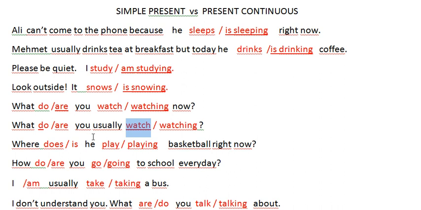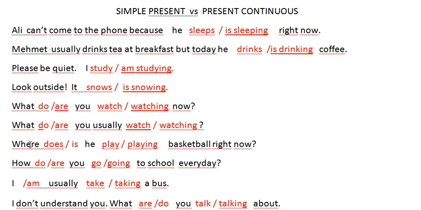So you can say, I usually watch action movies. By the way, as I said before, "do" is a helping verb, "are" is a helping verb here, and "watch" and "watching" are the verbs. One is the base verb, the other is with the -ing, present continuous. This is what we use for the simple present.